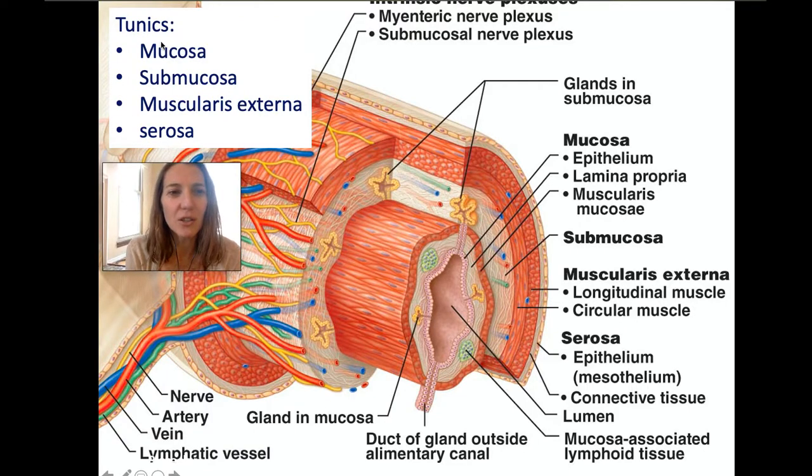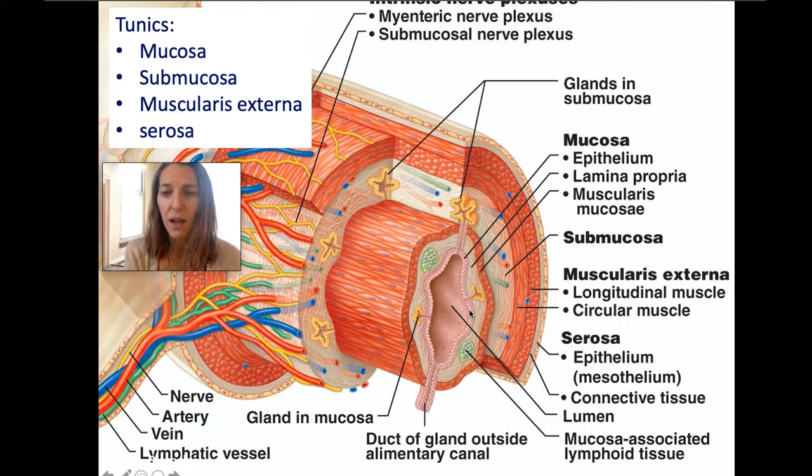And so these are the four tunics that you need to know. The first that I want to discuss is mucosa. And so that's what you're seeing here. And if you look, this is actually simple columnar epithelial tissue, if that rings a bell. Oftentimes that simple columnar tissue has microvilli on it that assist with absorption, so increased surface area to allow for increased absorption of nutrients. So we'll see how that epithelial layer may vary from one part of the GI tract to the next.